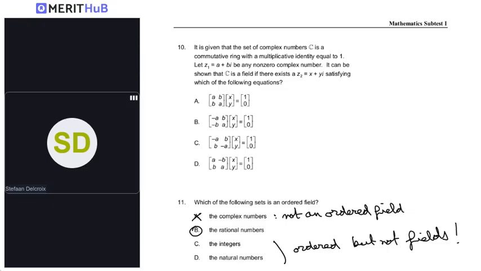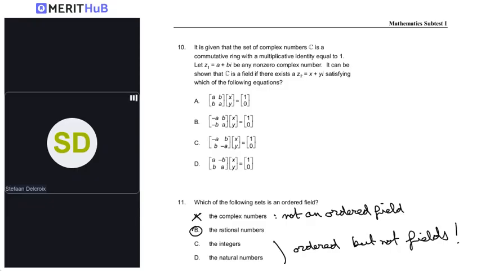Okay, let's have a look at question 10. So this is about the complex numbers, and it is given that it is a commutative ring with a multiplicative identity, that is 1. Okay, so let Z1 = A + BI be a non-zero complex number. It can be shown that C is a field if there exists a Z2 = X + YI satisfying the following equations.